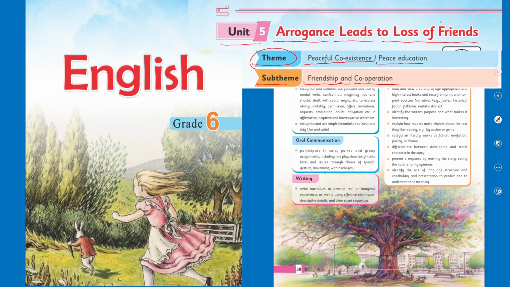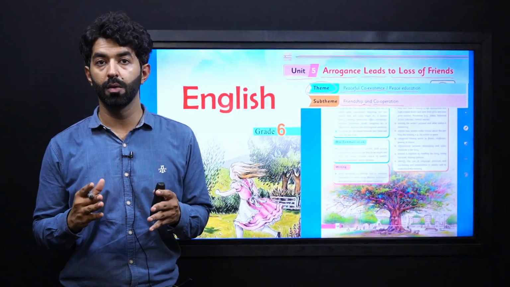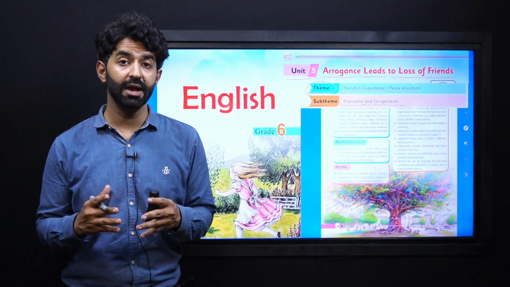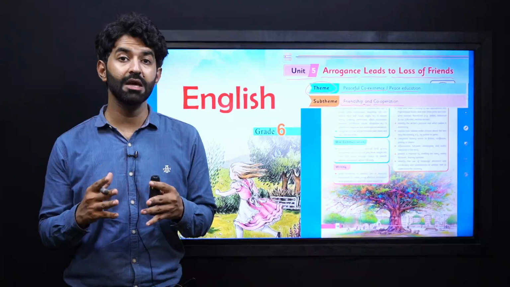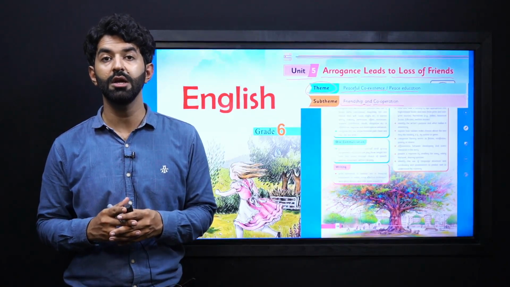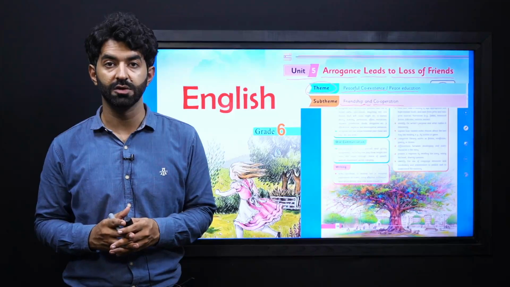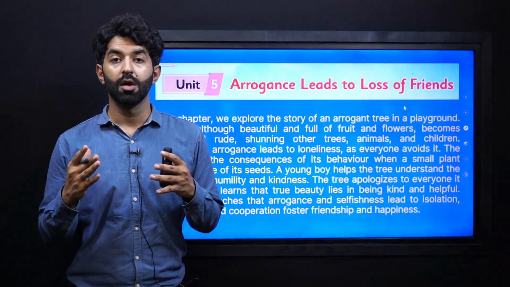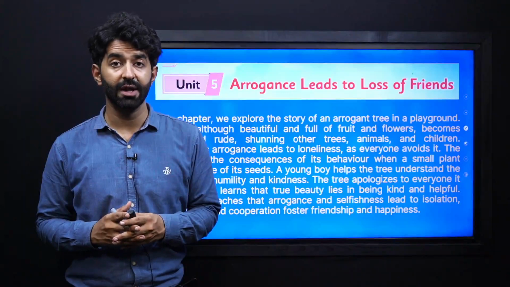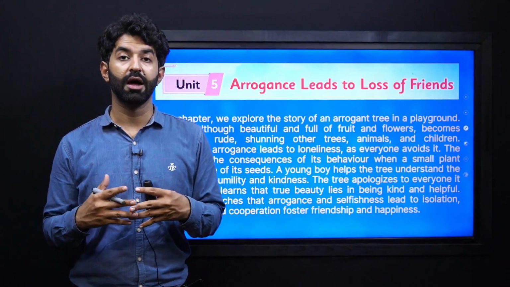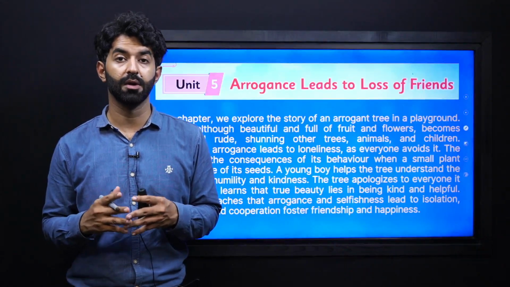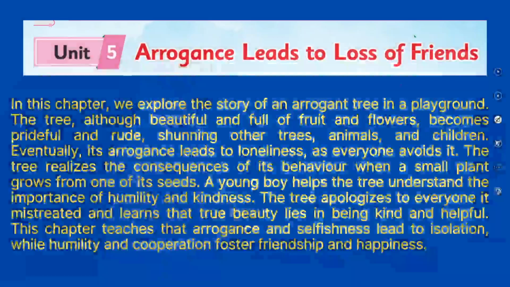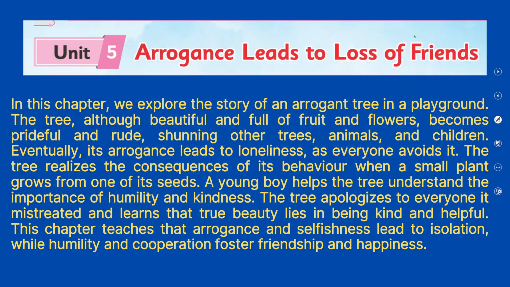Now, my dear learners, I hope that you have read the lesson or you're going to read it very soon. So this is the theme and the sub-theme that you're going to see throughout the whole text of the lesson. Now, before you read the text of the lesson, I would like to give you an overview of the chapter that we added in the book. So let's get a quick overview and a gist of the chapter, Arrogance Leads to Loss of Friends.